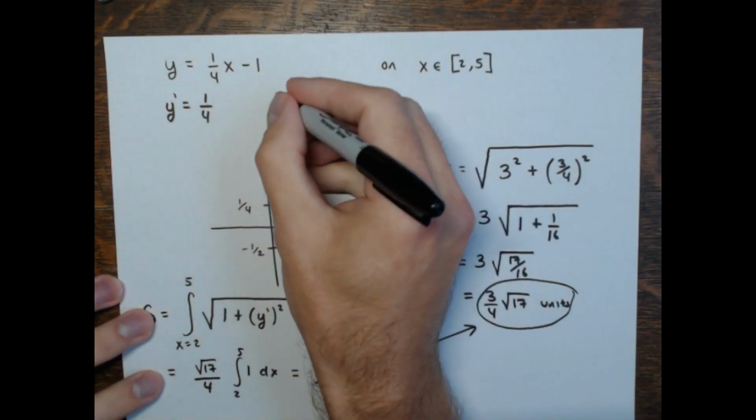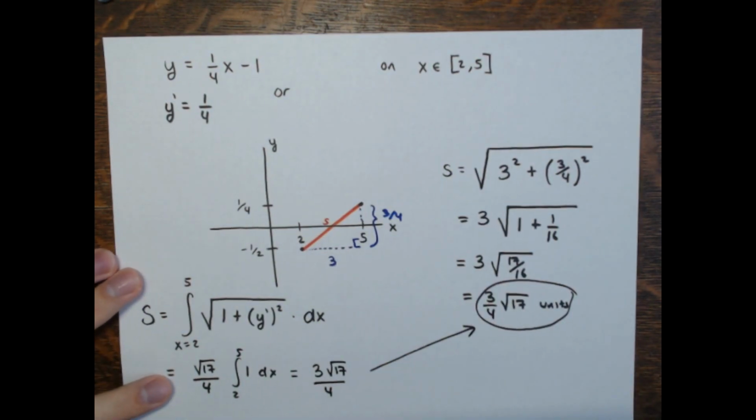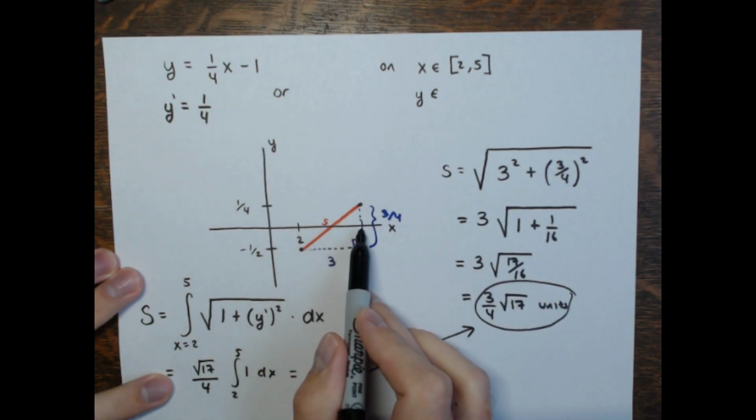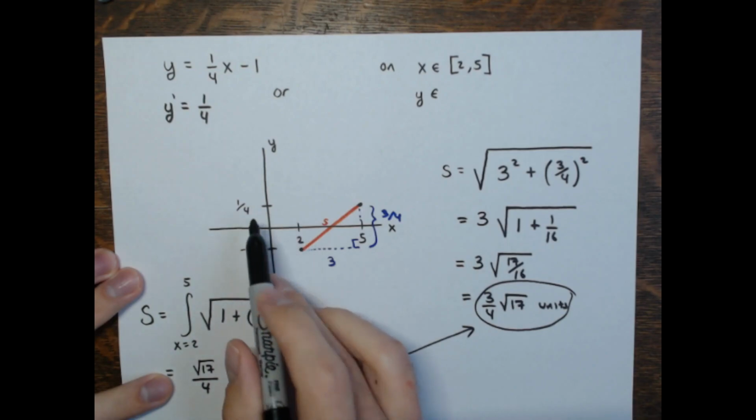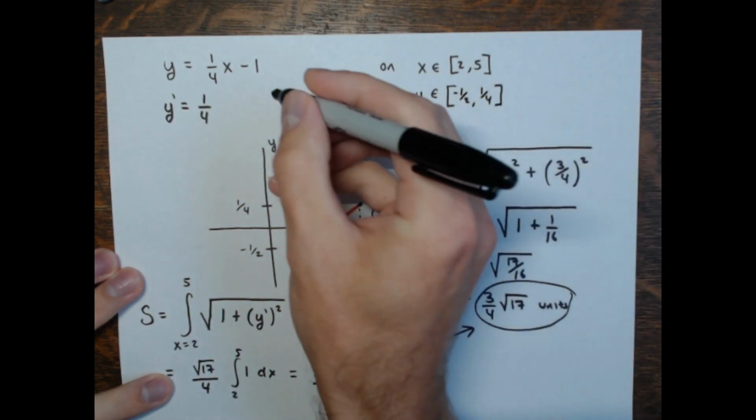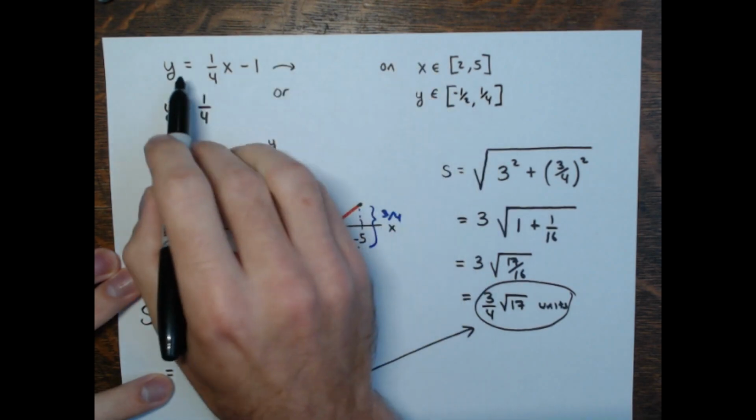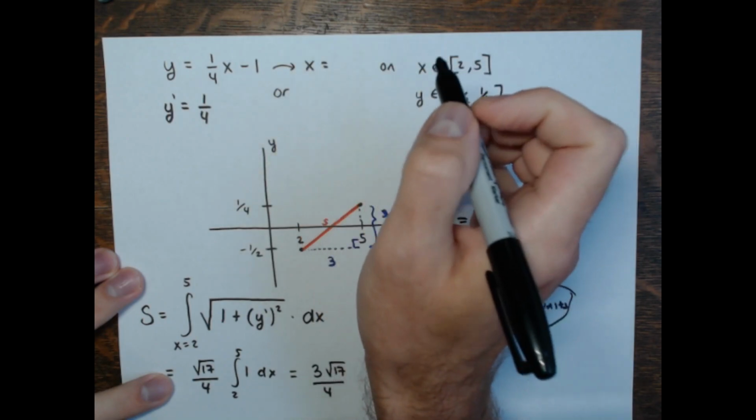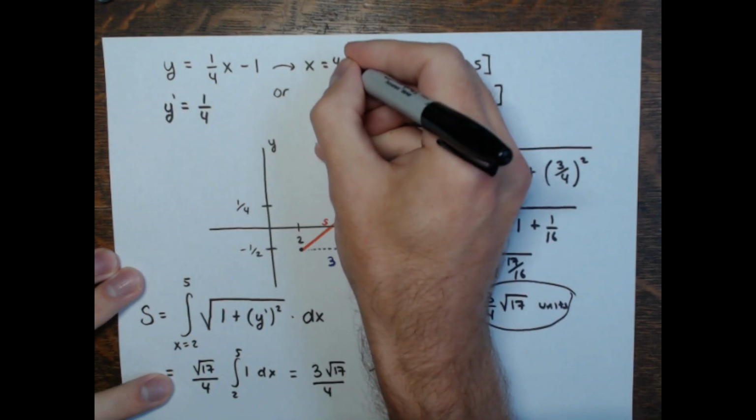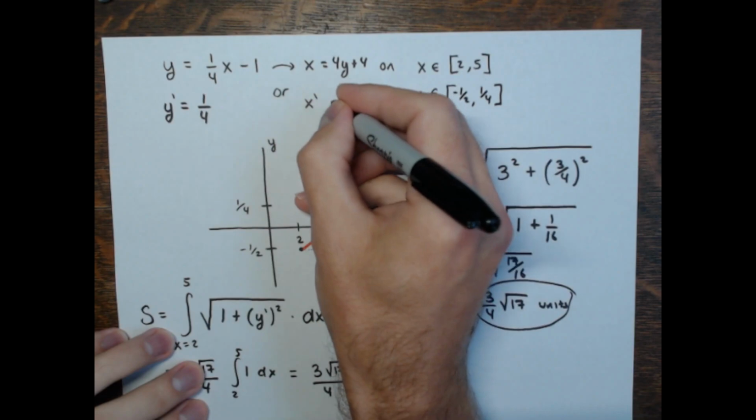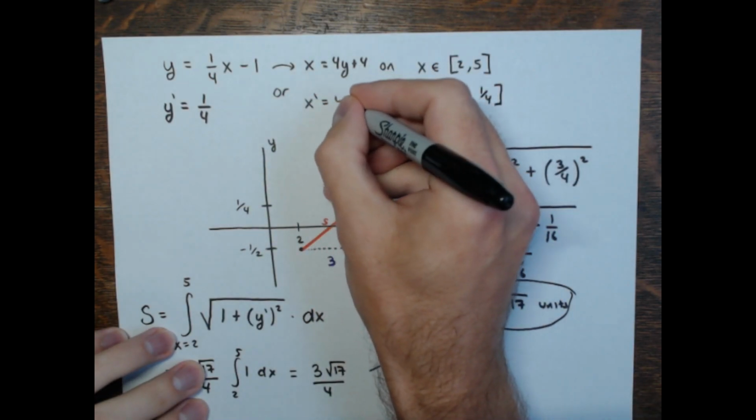Now, you could also set it up with respect to y. The x coordinates for this piece of curve are from 2 to 5. The y coordinates for this piece of curve are from negative 1/2 to positive 1/4. If I took y equals a quarter x minus 1 and solved for x, you would add 1 and multiply everything by 4. That'd be 4y plus 4, so x equals 4y plus 4. And then x prime, dx dy, would just be 4.